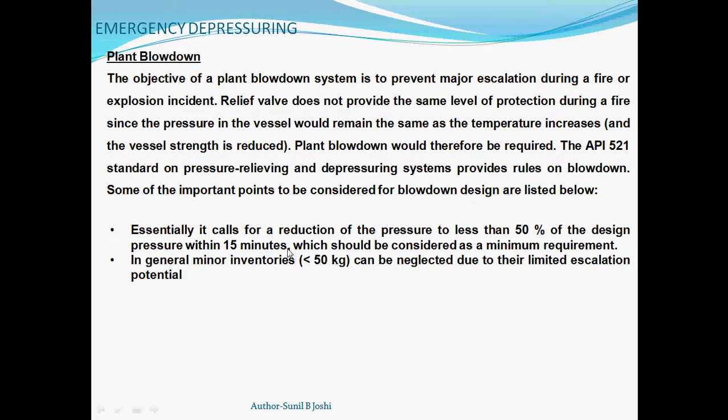That doesn't mean that the depressuring will stop after 15 minutes. It will still continue depressuring the equipment. But as a minimum, it should at least reduce to 50% of the design pressure within a 15 minutes time frame.